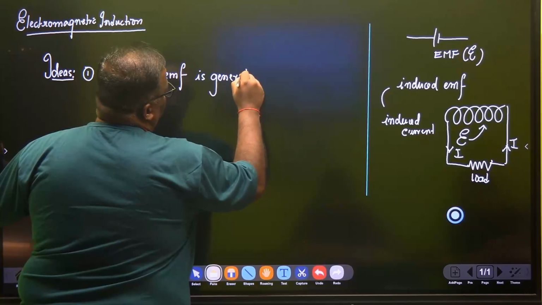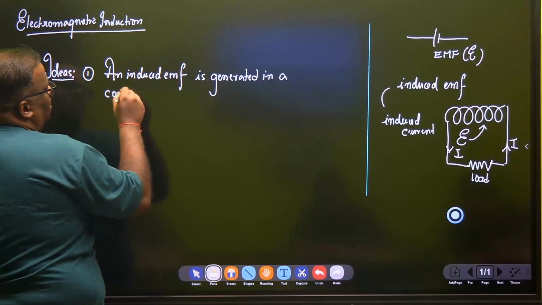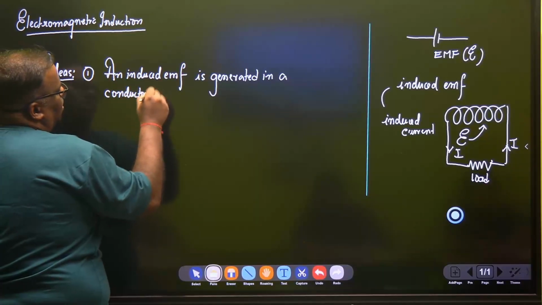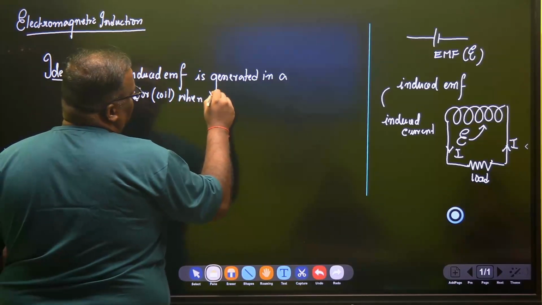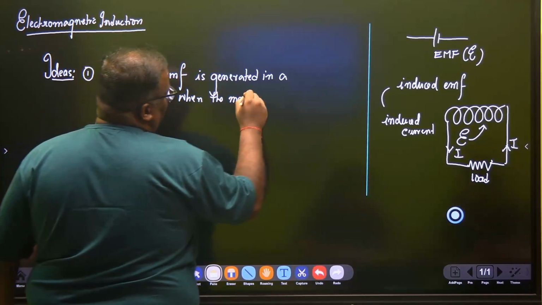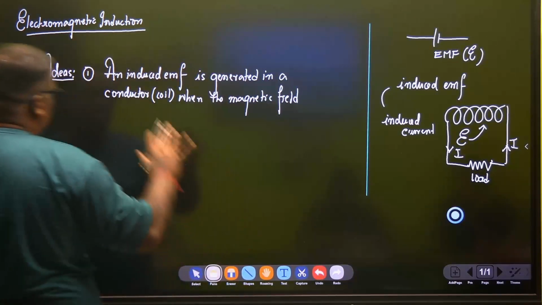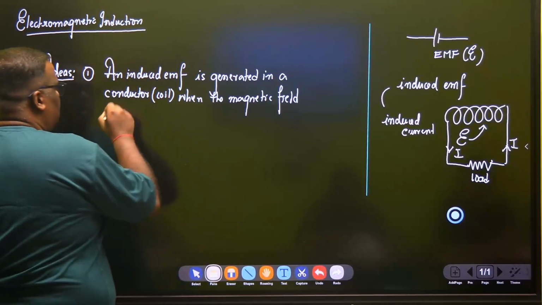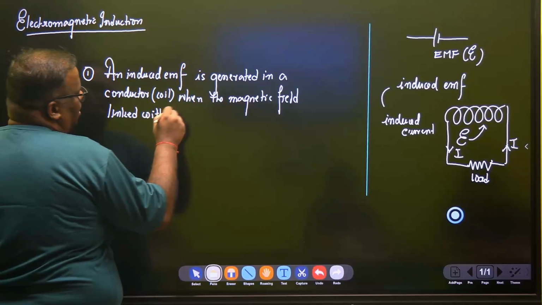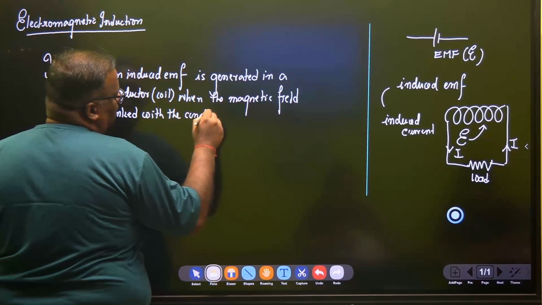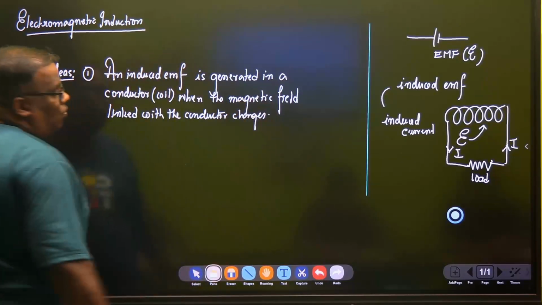generated in a conductor or, say, a coil when the magnetic field linked with the conductor changes. We are coming from level 0 definitions. This is just an idea, a very high level definition of what we are going to say.